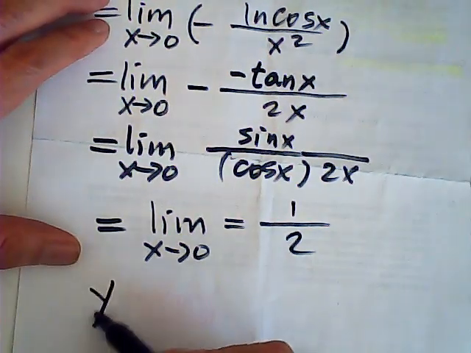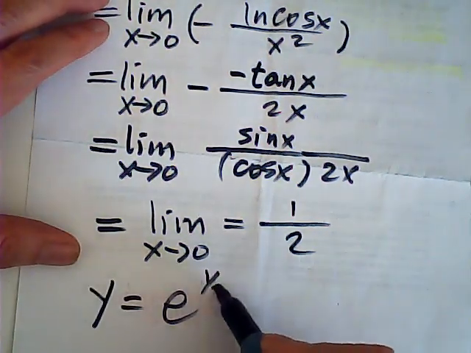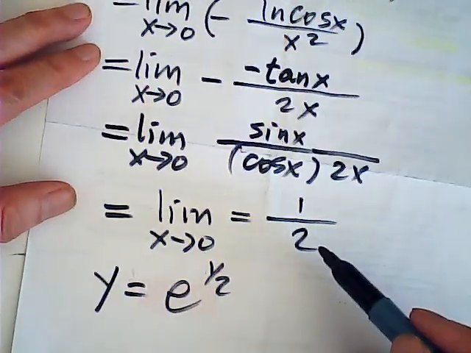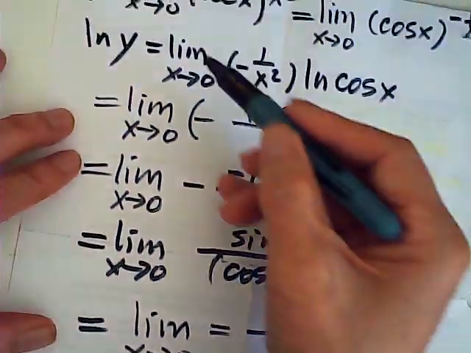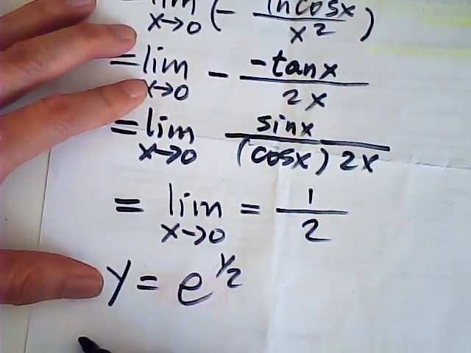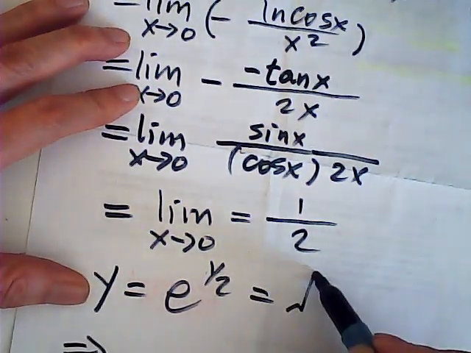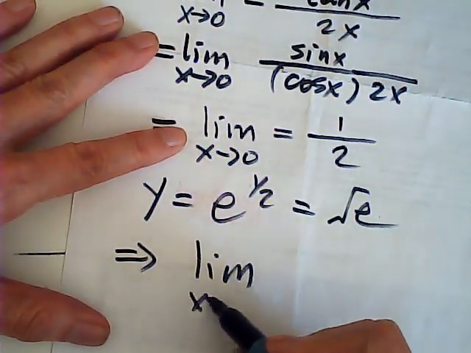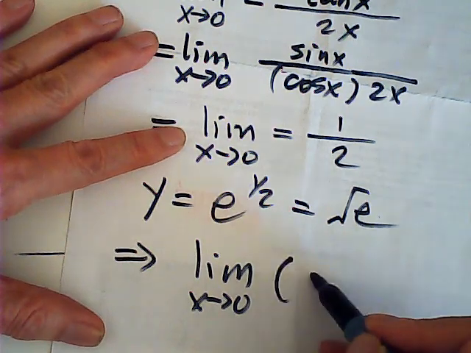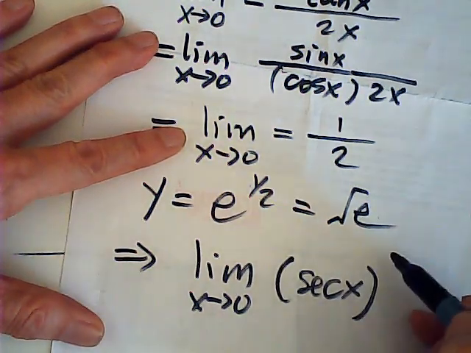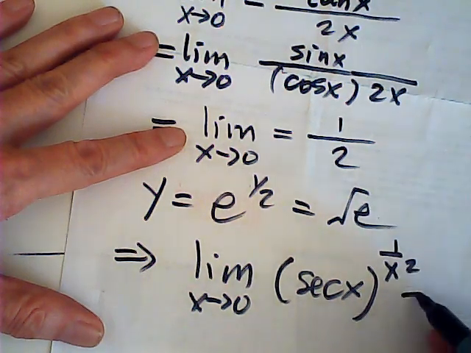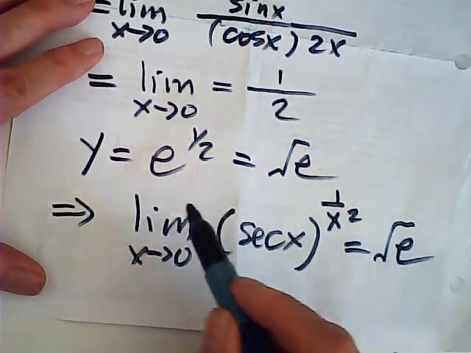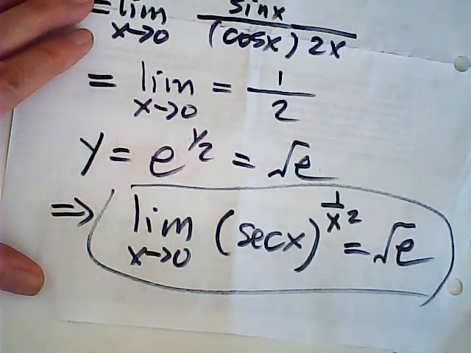Therefore, y is equal to e to the half, because log y is 1/2. Y equals this, which means our limit is equal to the square root of e, right? Therefore, the limit as x goes to 0 of secant x to the 1 over x squared is equal to the square root of e. Okay, that is the first method, which is easy.